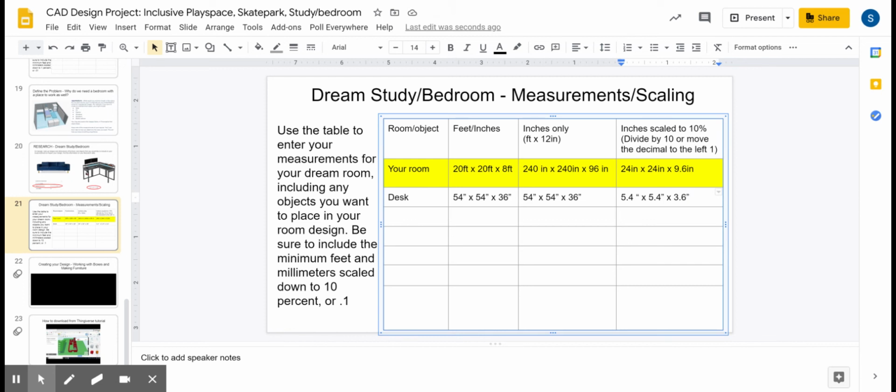You're going to go ahead and do this with all the various shapes and objects and furniture that you want to have in your room so that when you go to put your objects in Tinkercad, you already know exactly what the size is going to be when you put it in there.